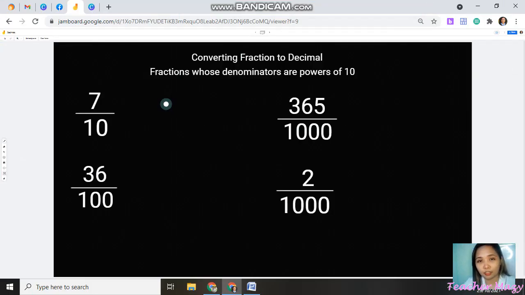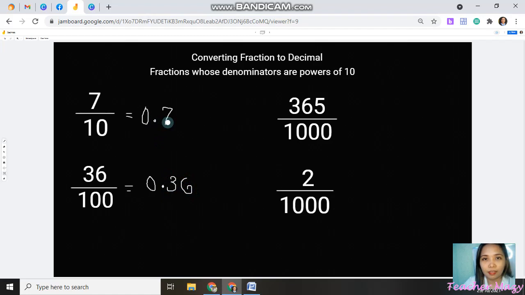In converting fractions to decimal for those fractions whose denominators are power of 10, we simply identify sa denominator kung ano yung place value niya. For example, this is 7 tenths. So, our denominator is on tens, so that means our decimal is in tens place value. Okay? So, next is we have 36 hundredths. So, our denominator is hundreds. So, that means our decimal, yung numerator natin, is in hundreds place value.